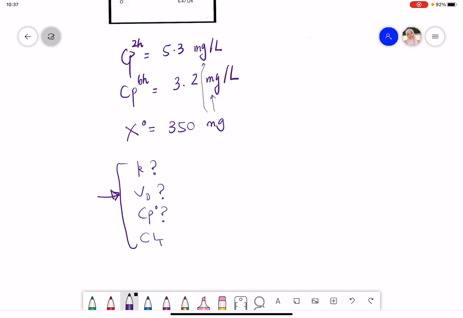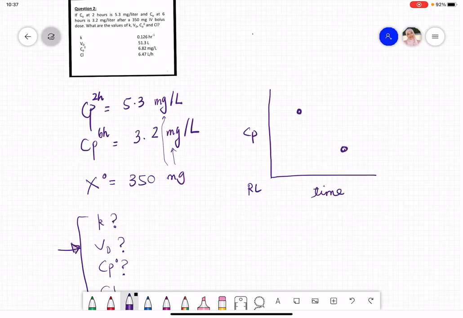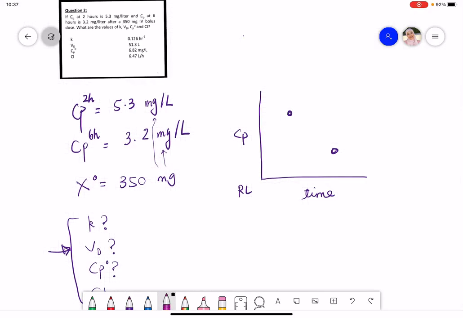We have 2 points. Because we have 2 points, it's the same if we want to sketch it. It's the same as having this and this. We have here 2, 5.3, and we have here 6, 3.2. So the same thing. I may ask you the same question in this way. And for sure, as we're talking about a rectilinear concentration profile, it would be for a single dose IV bolus like this.